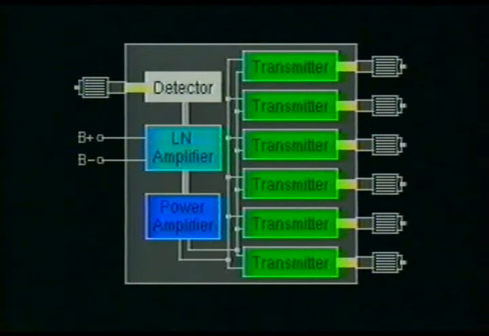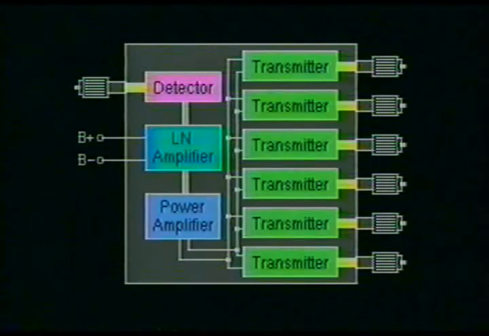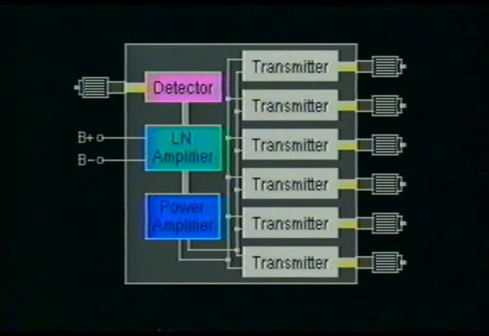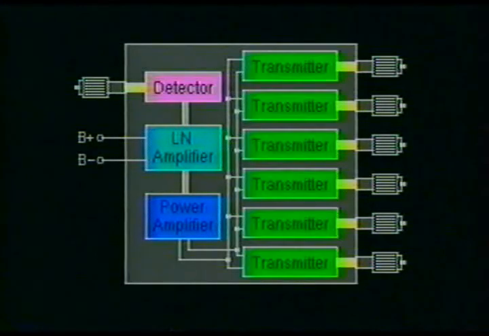Internally, the active coupler contains a detector stage, a low noise amplifier stage, a power stage which acts like a switch, and a transmitting device for each port. The theory of operation for these devices is very straightforward. First, the detector stage receives the optical data and converts it into electrical energy.